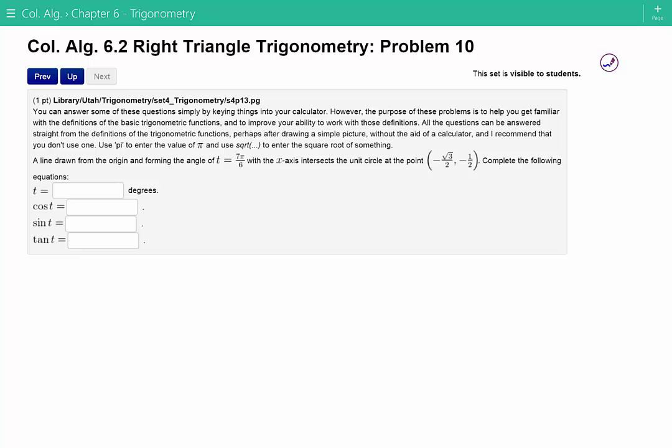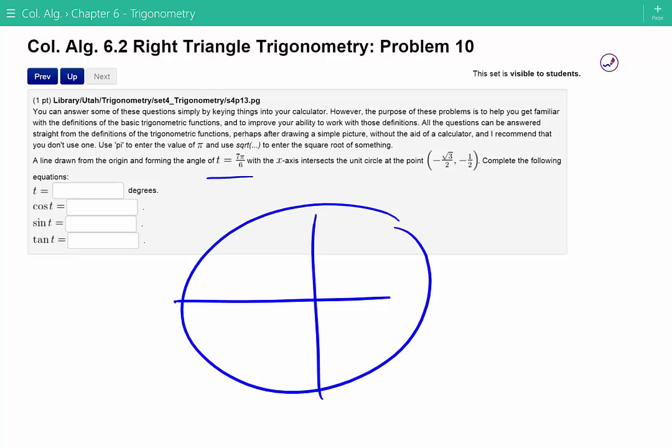Alright, same thing for the next problem then. It gives you angle 7 pi over 6, which we know is down here. It's pi over 6, or 30 degrees, more than pi. And that's right on the unit circle. It tells us that this is negative square root of 3 over 2, comma, negative 1/2, which we already know from our unit circle. And so the angle we're looking for in degrees would be 180 plus 30, which is 210.